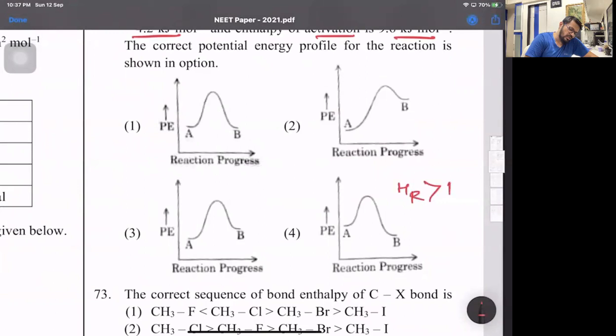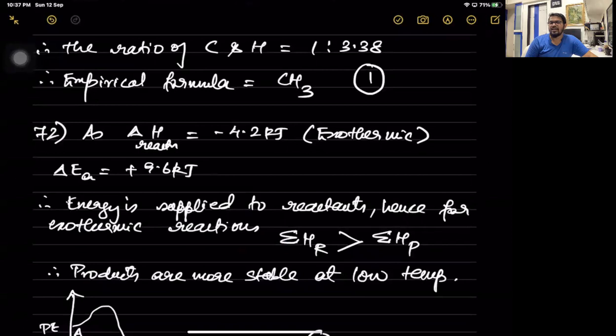So that's option four, because in A, the curves are equal. In B, that's an endothermic curve. The third one is also endothermic. In fact, only the fourth one has the products with less heat. So here, 72, the answer is four. Delta H of reaction is given, that's exothermic. Activation energy is given. So we know for exothermic, reactants have more enthalpy than the products. So the products are more stable at low temperature, and that's why it's a curve coming down over there.